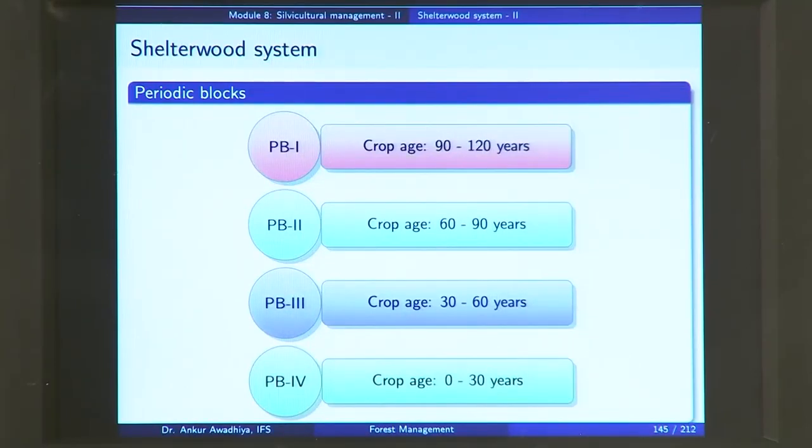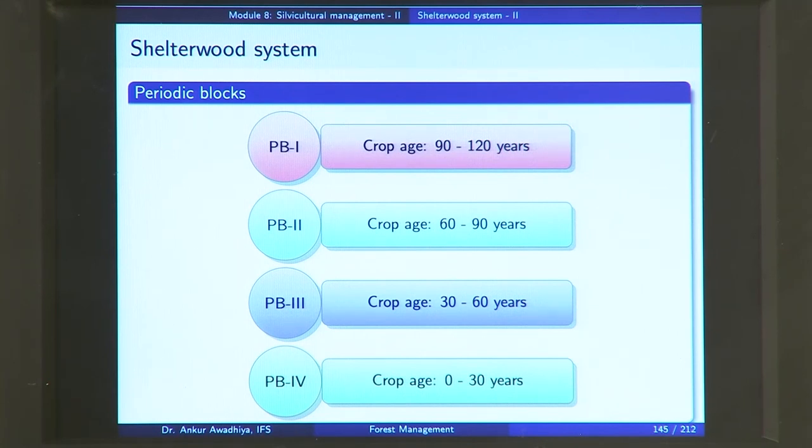So, in the case of a shelterwood system, we define the periodic blocks as these. In this case the maturity age is 120 years. Periodic block 1 is the block on which you are doing the regeneration operation. In this regeneration operation, you are extracting the timber and you are ensuring that your next generation is established in this area. If you have to do extraction, then your timber has to be fully mature, and you do not want to leave any timber after 120 years.